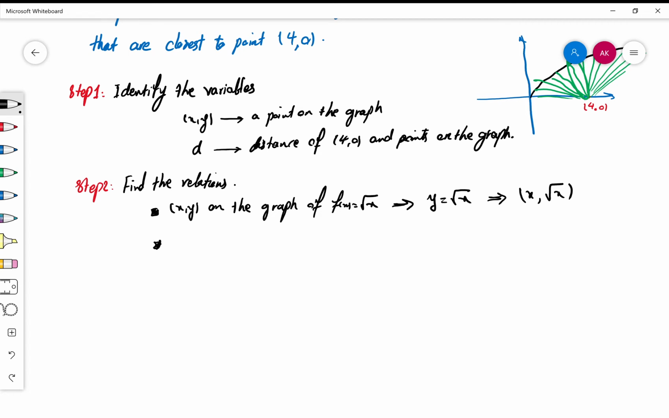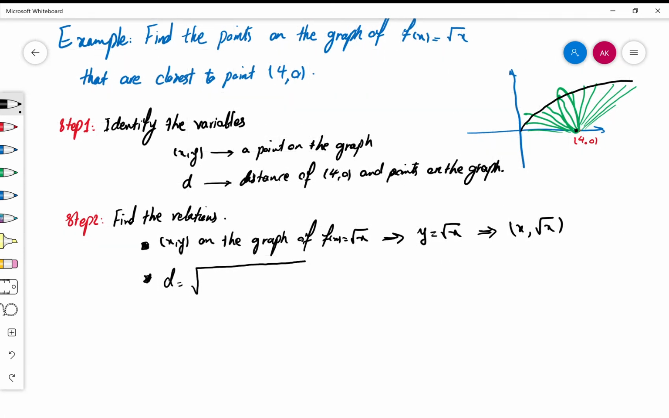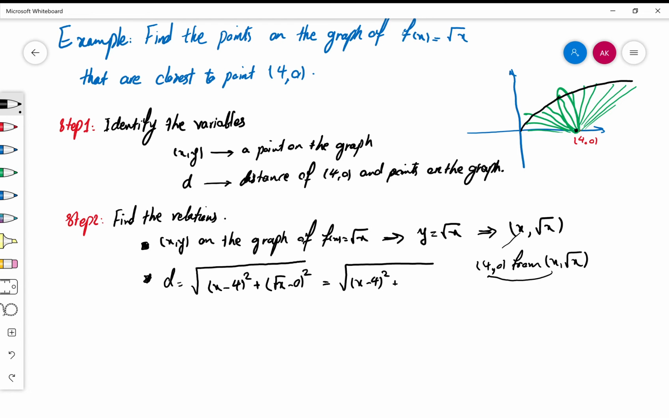The second one is that the distance is going to be the square root of, well, see here, we have a point here and we have a point there. So a distance of (4, 0) from (x, root x). It means that you have to subtract the x components and square them, so x minus 4 squared. And then you do y, in this case root x minus 0 squared, and then add them and put a square root there. Well, this gives me the root of x minus 4 squared plus root x squared, which is just x.